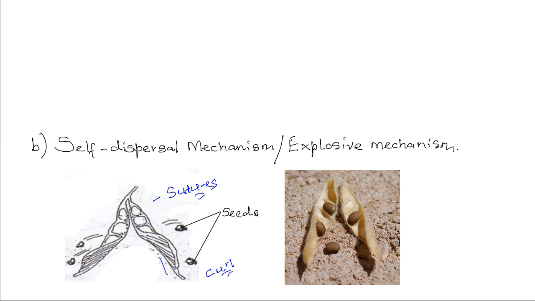So this happens in the beans and pea pods. See in this photograph here, the wall has curled because of the tension that was built up as a result of drying, and then in the process the seeds are thrown out. In this illustration here, the seeds are thrown out. That way, the plant disperses the seeds. So this method is known as self-dispersal mechanism or explosive mechanism. Not explosion mechanism, it is explosive mechanism.